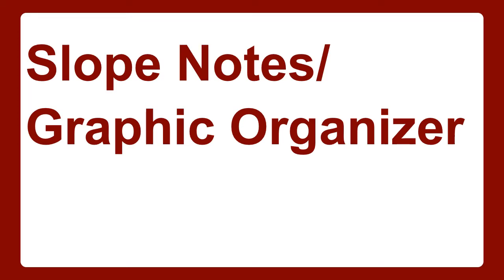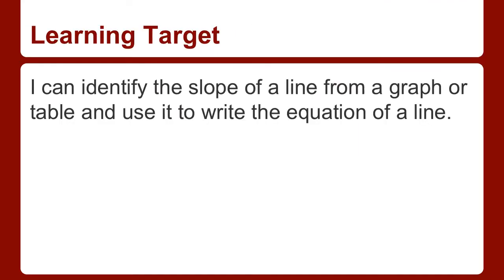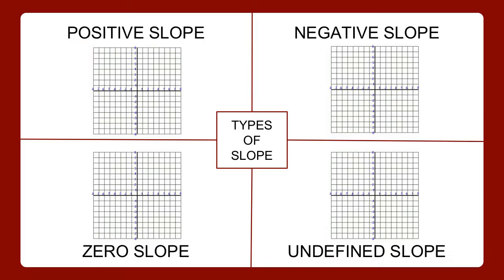Today's lesson will introduce you to the basics of slope. Your learning target says, I can identify the slope of a line from a graph or table and use it to write the equation of a line. There are actually 4 different types of slope: positive slope, negative slope, zero slope, and an undefined slope.